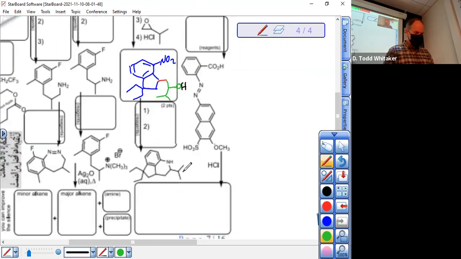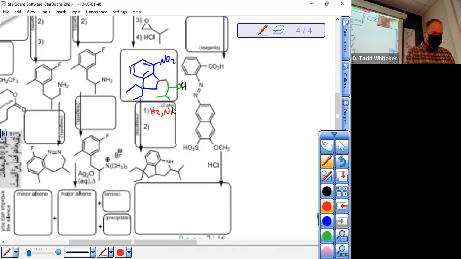Oh my goodness, what's he doing here? What's happening there? Yeah, good question. Well, clearly NO2 needs to lose its O's and become NH2. We do that a lot on this test. H2 and nickel makes NO2 into NH2.